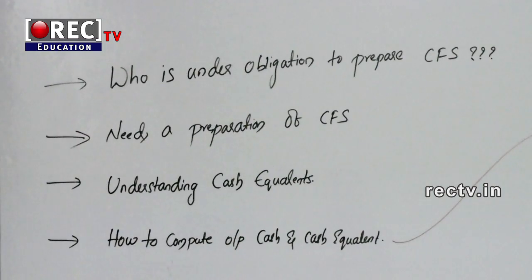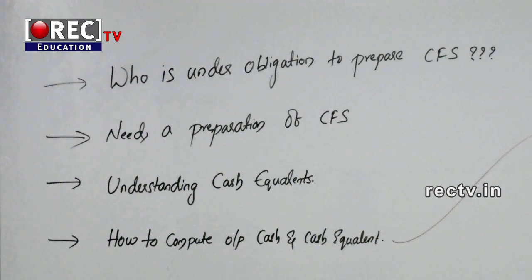Any company which is listed or in the process of listing, any entity having turnover of 50 crores or more in the immediately previous year, any entity having borrowings of greater than 10 crores, any company being a banking company or public financial institution, and any entity which is a subsidiary or holding of another company being a level 1 enterprise. These are the level 1 enterprises under obligation to prepare CFS as per AS 3.